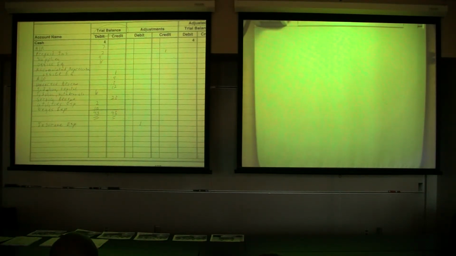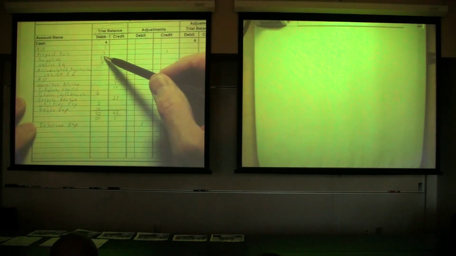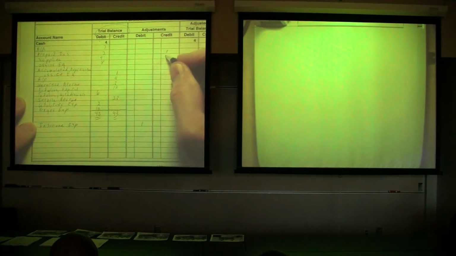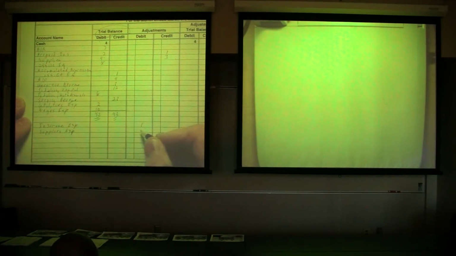The next one is supplies ended at 1. Well, supplies, if they're at 4 and they ended at 1, we got it credited by 3, right? Does everybody see where I'm getting that? Okay. And then supplies expense had a zero balance originally, so we didn't include it. Now we've got to include it down here. That will be a debit of 3.